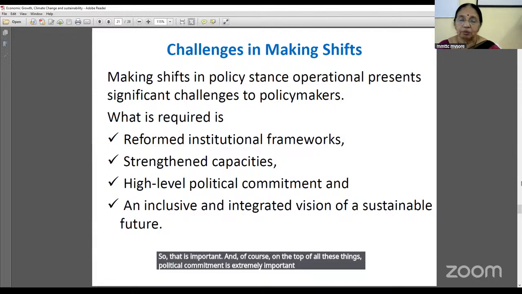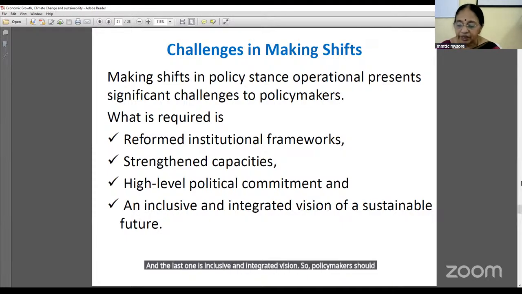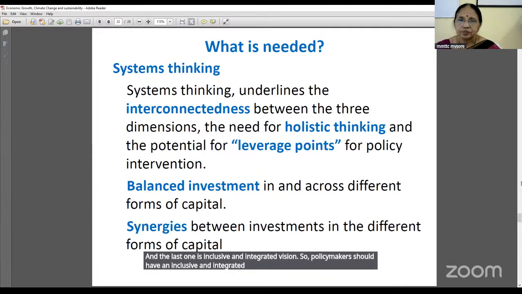In a democracy like India, such a big country with so many parties, political commitment plays a very, very important role. Whatever may be the government, the existing policy should continue, but it doesn't happen. It is only theoretically possible. And the last one is an inclusive and integrated vision. So policymakers should have an inclusive and integrated vision.